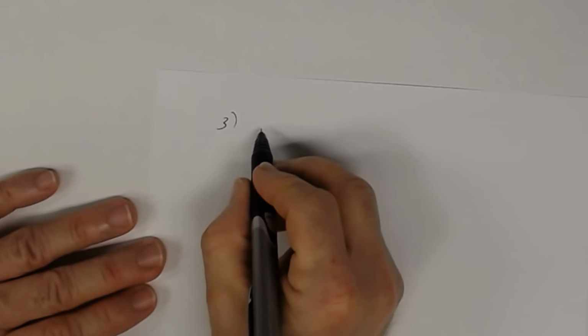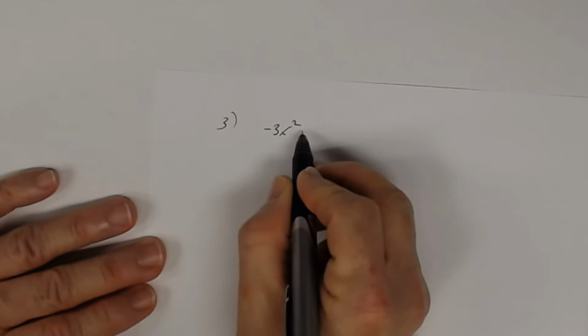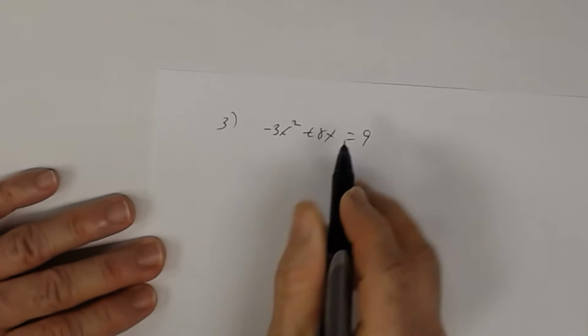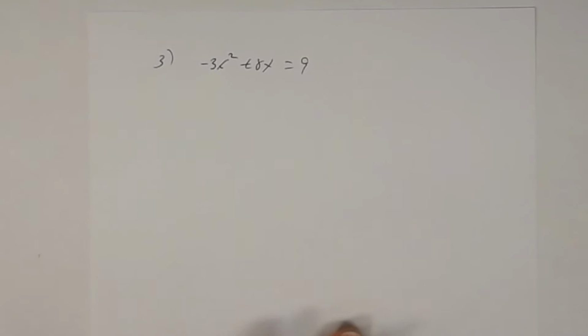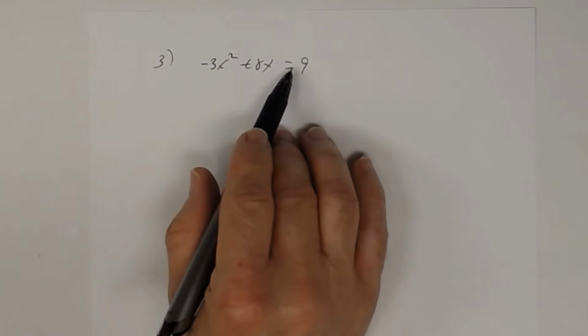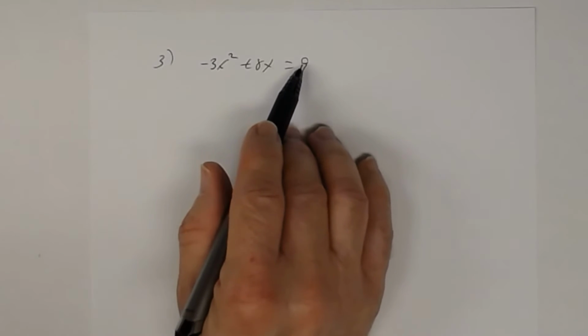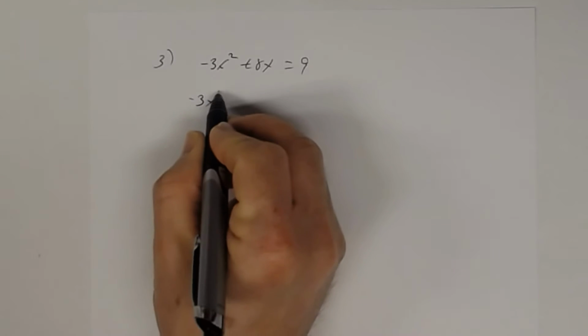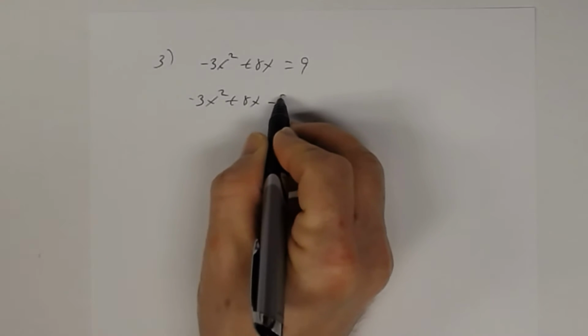All right, that was number two. Let's look at number three. In number three, we have negative 3x squared plus 8x equals 9. Now what some students will do in this case is they'll bring the 9 over, which is fine because before using the quadratic formula you need that 0 there. So they'll say negative 3x squared plus 8x minus 9 equals 0.